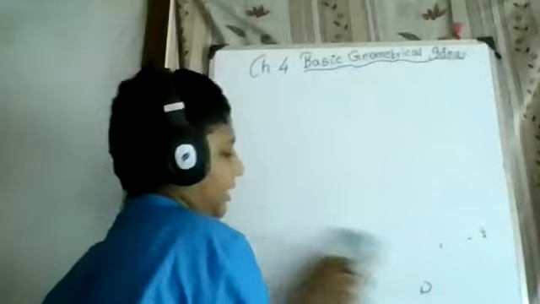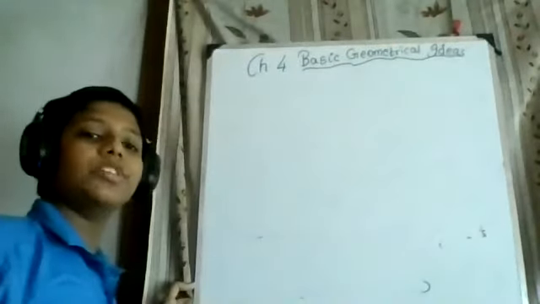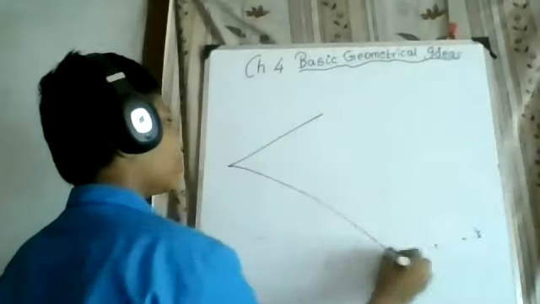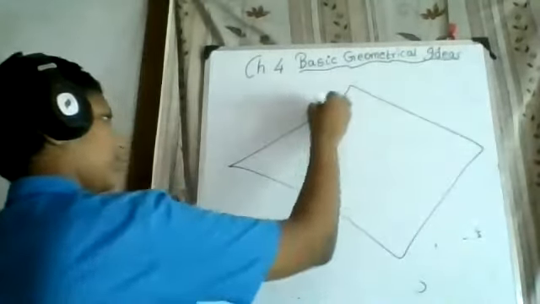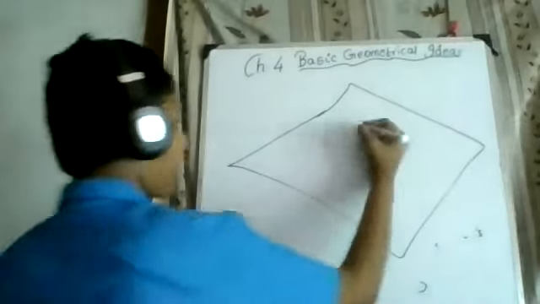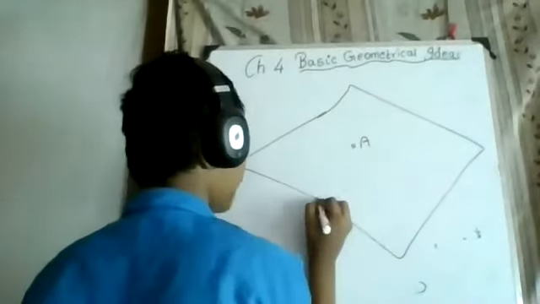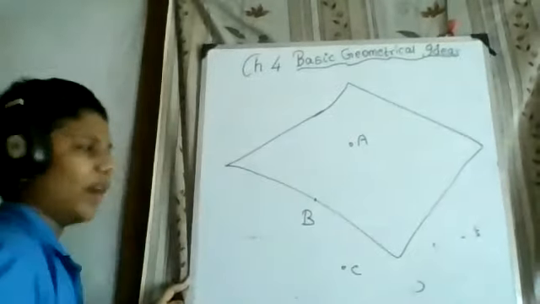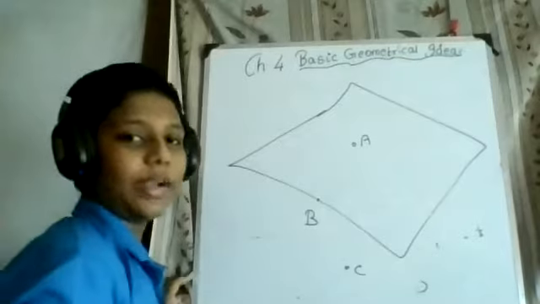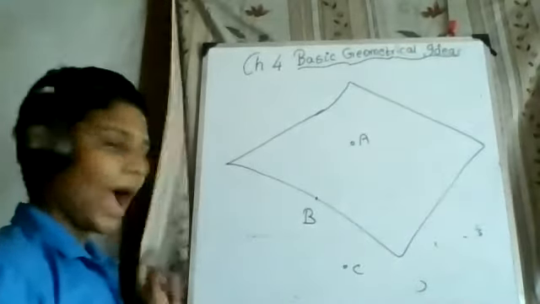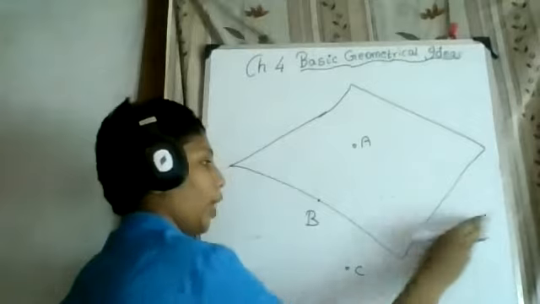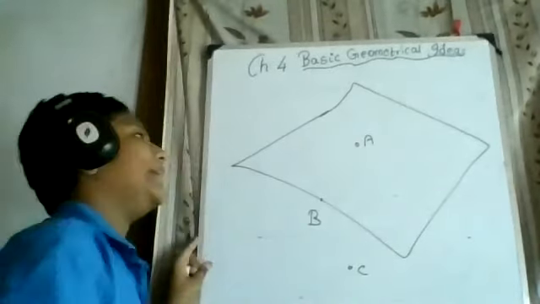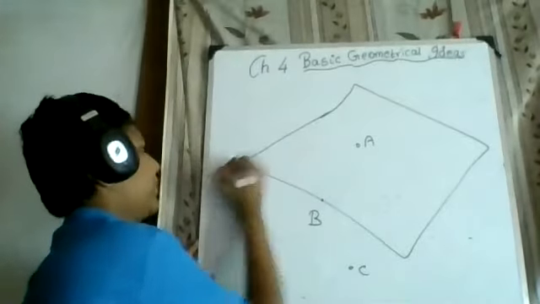And one more, see, naming the position of a point. See, we have one quadrilateral. One point is inside, one point is on, and another point is outside. Now we have to tell which point is inside. Now we have to determine the location of the point. Now the point A lies inside the polygon.